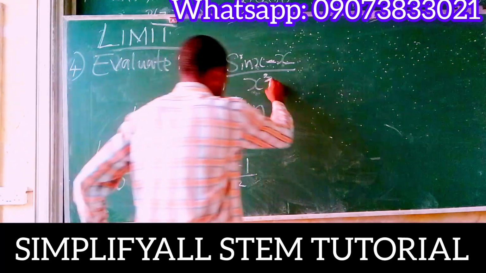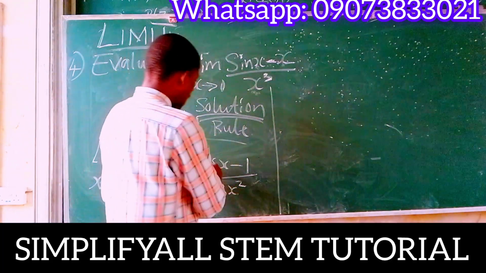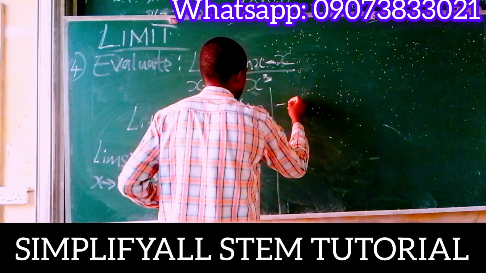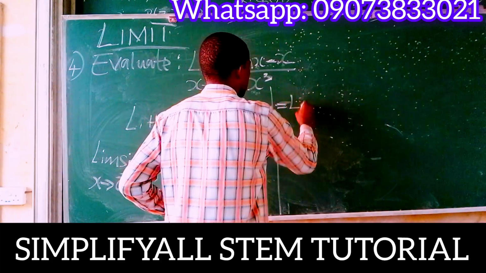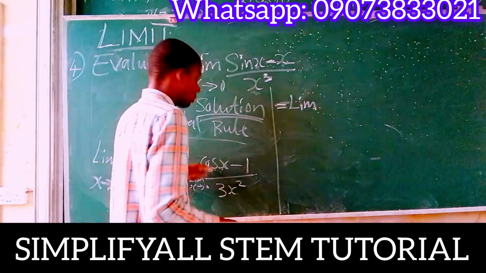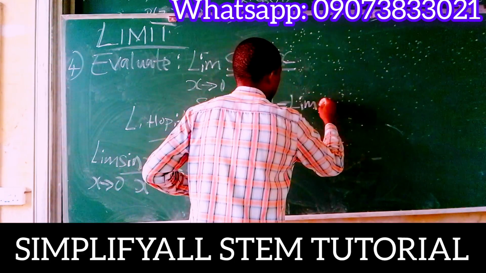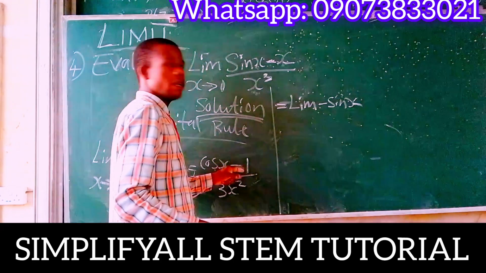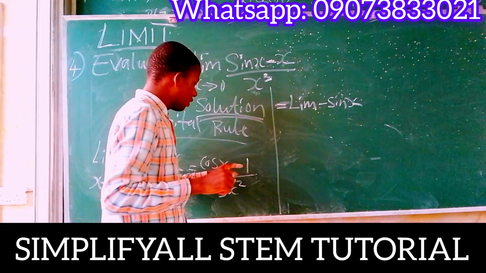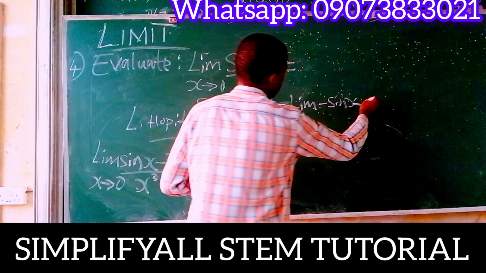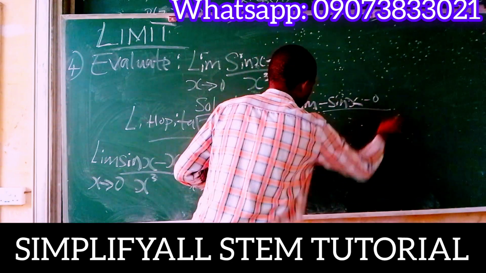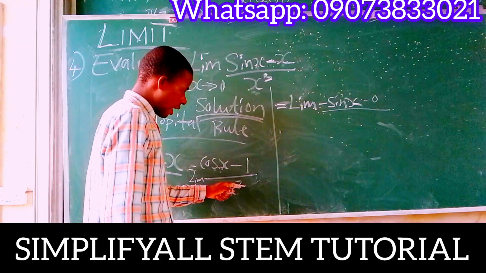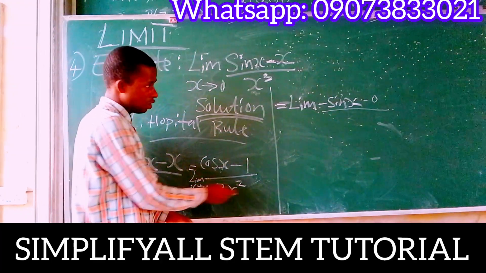So let's differentiate secondly. We have cos x. If you differentiate cos x, you're going to have minus sin x. If you differentiate 1, it's a constant, so if you differentiate a constant, it's 0, right? So this is going to be 0. All over, if you differentiate 3x squared, this 3 and this 2, now you're going to multiply this 3. Give us what?